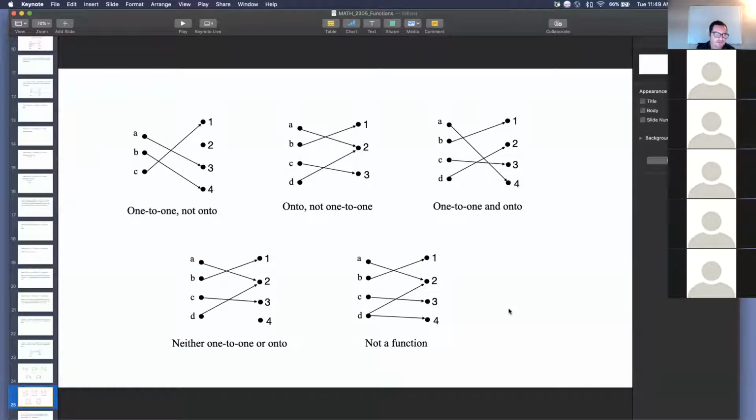And why is this not a function? Take a look at it. Any guesses as to why that's not a function? It's not a function because D, right here, the element D in the domain is mapped to two different things in the codomain. This is like the set A, this is the set B. D should be mapped to exactly one thing in the set B, but it's not. It has two images in the set B, so that would not be a function.